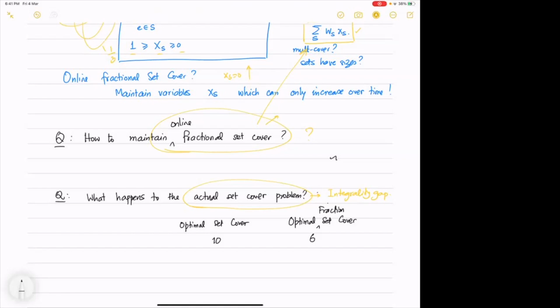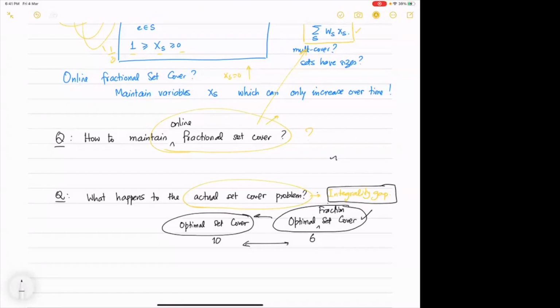So just because you can do well with respect to fractional set cover does not mean that you can do well with respect to the actual set cover problem, because there is a gap. Maybe you can do very well with respect to fractional set cover, but it does not imply that you will get the same guarantees for the optimal set cover, because there is a gap between the optimal solutions for the two problems. This is called integrality gap. If there is an inherent gap between the two problems, then you will incur that factor in your competitive ratio.